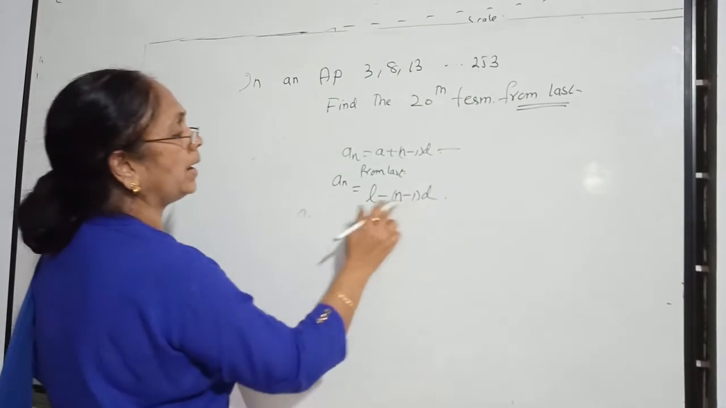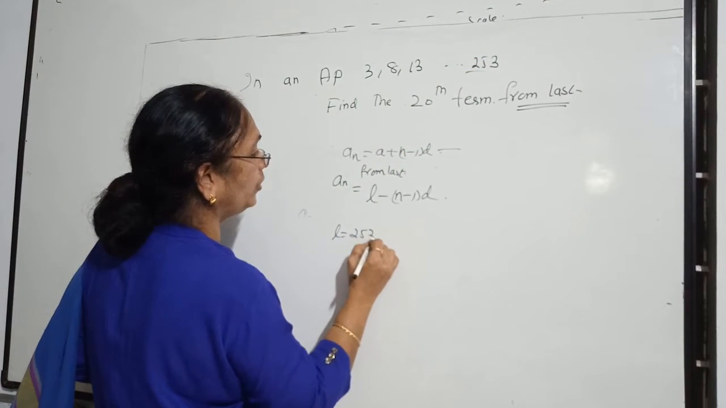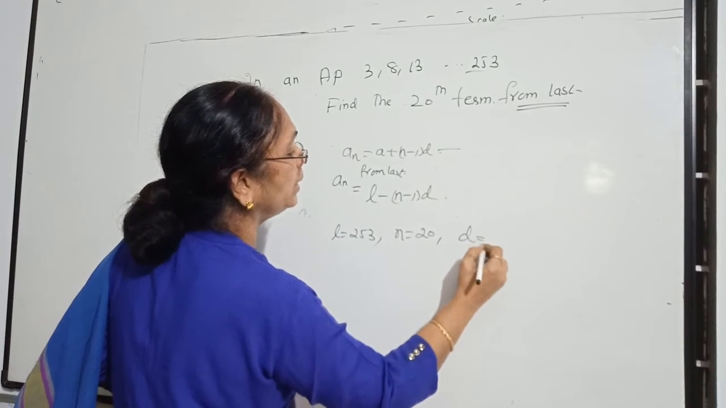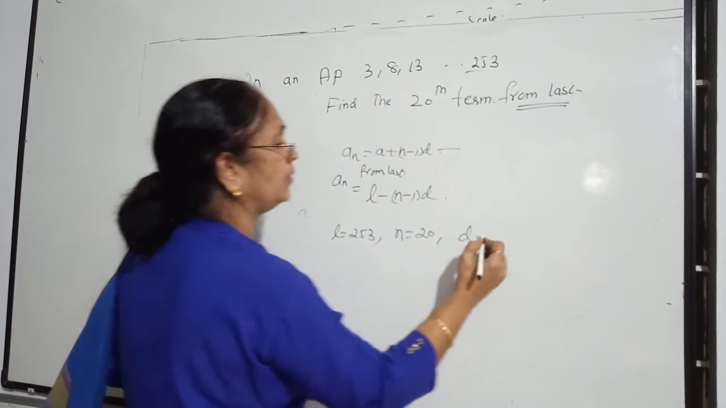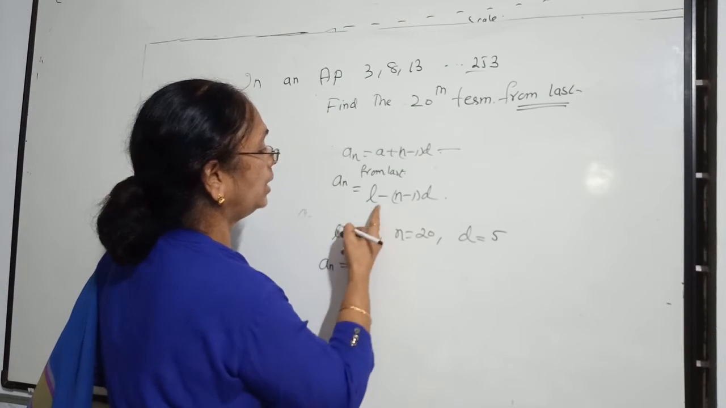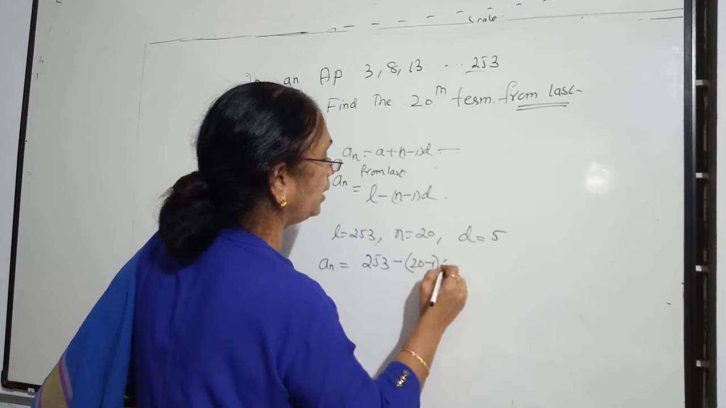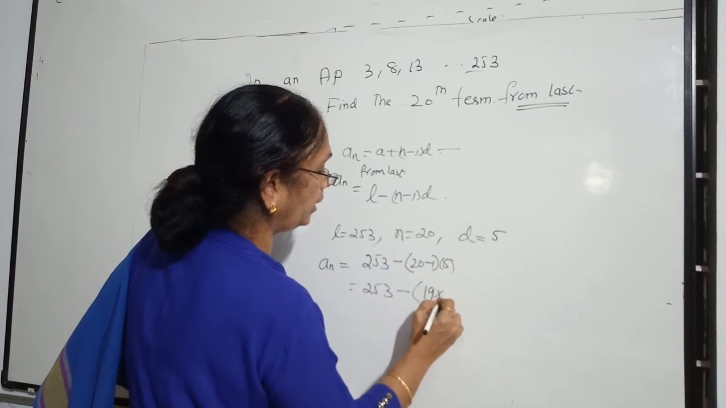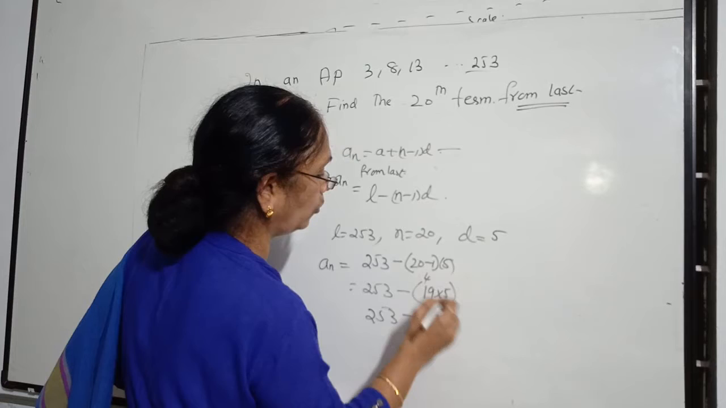Now what are all these L, a and so on? First you take the last term. What is the last term given as? L is equal to 253. And they are asking the 20th term, so n is equal to 20, and then you need the common difference. 8 minus 3 is 5, 13 minus 8 is 5. So d is 5. So an is equal to the last term 253 minus of 20 minus 1 into 5. This is 253 minus 19 into 5, which is 253 minus 95.